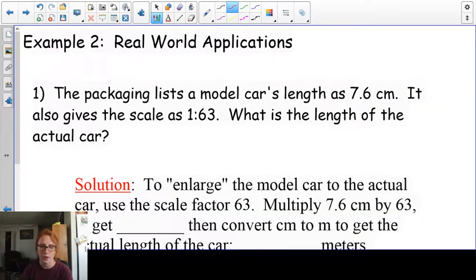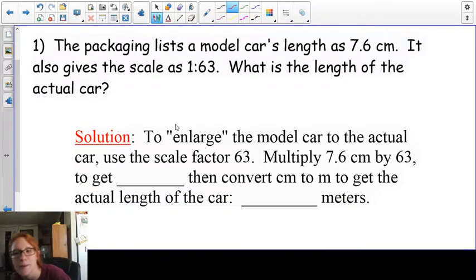Alright, so let's take a look at some real-world applications. Some people like to do model cars, because, you know, cars are cool. They want to figure out, based on the scale factor, what the actual size of the car is. So, if it's telling me that the model car is 7.6 centimeters, grab a calculator, we're done for them.